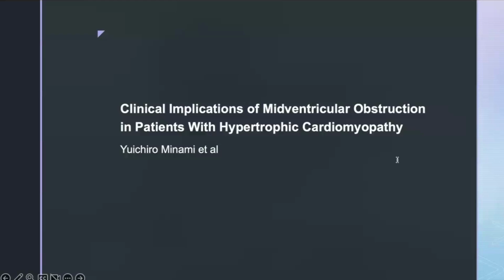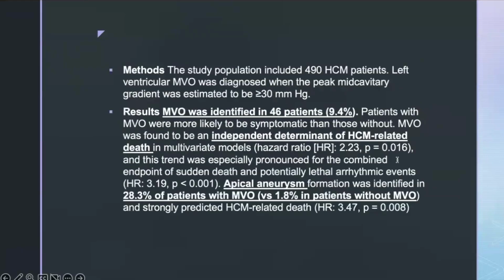So this was a study done by Minami et al. And what it did is it looked at 490 hypertrophic cardiomyopathy patients with left ventricular gradients. And they described a midcavitary gradient obstruction as greater than 30 millimeters of mercury. What they discovered in this group of patients with hypertrophic cardiomyopathy is 46 patients, or 9%, were found to have this midcavitary gradient.